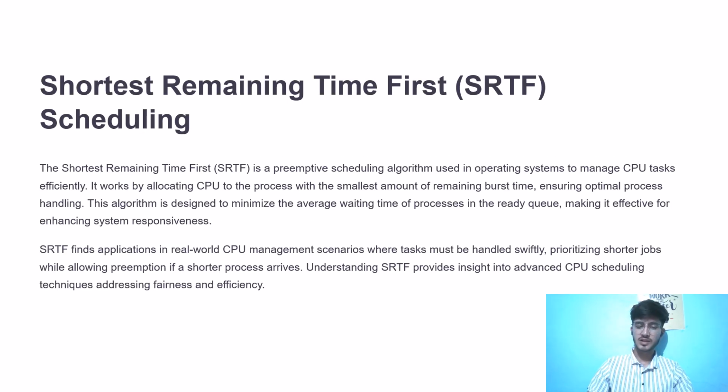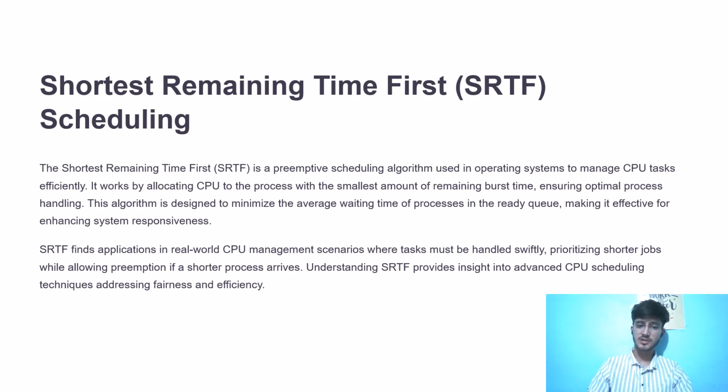Shortest remaining time first scheduling. Shortest remaining time first scheduling is a preemptive scheduling algorithm used in an operating system to manage CPU tasks efficiently. It works by allocating the CPU to the process with the smallest amount of remaining burst time, ensuring optimal process handling.